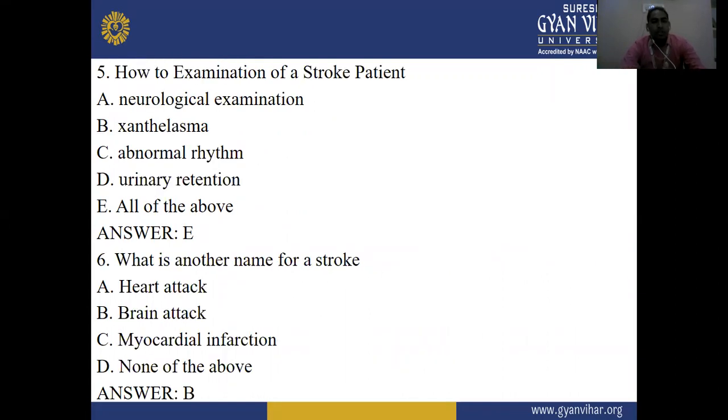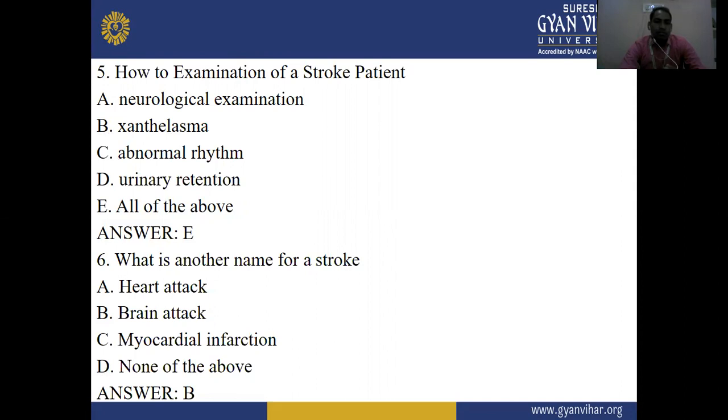Next question. How to examine a stroke patient? Option A is neurological examination. Option B, gentle asthma. Option C, abnormal rhythm. Option D, urinary retention. And option E is all of the above. The right answer is E, all of the above.